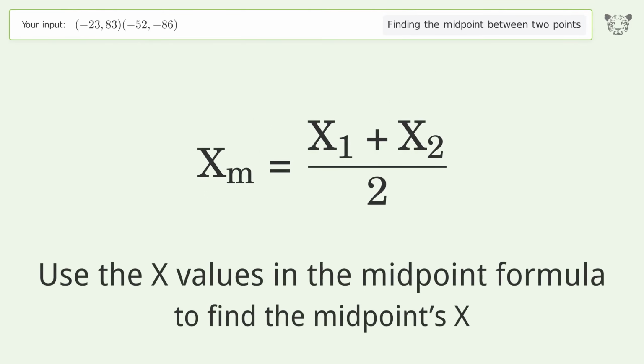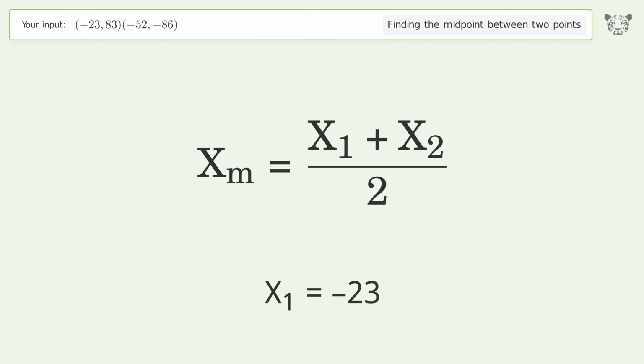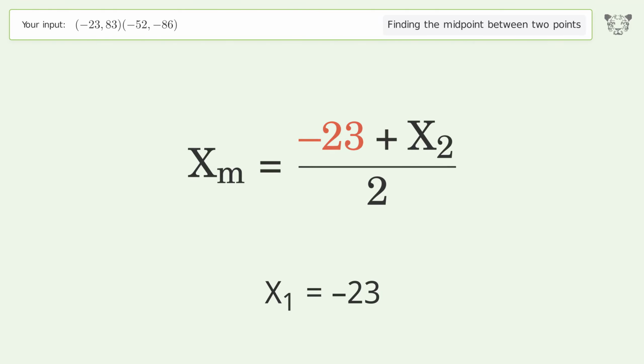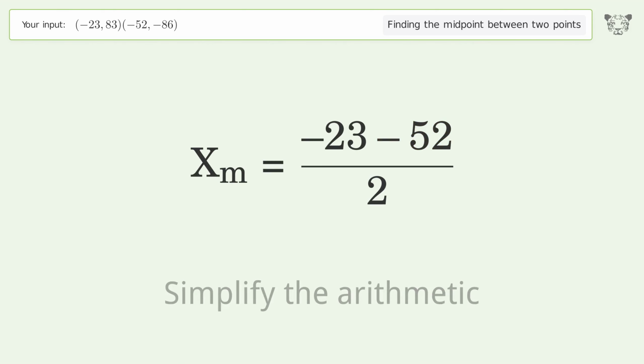Use the x values in the midpoint formula to find the midpoint's x. x1 equals -23. x2 equals -52. Simplify the arithmetic.